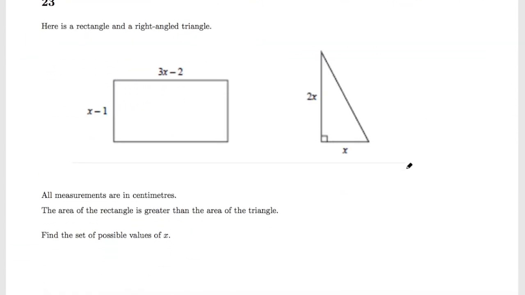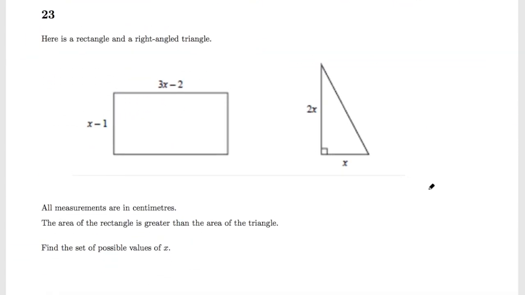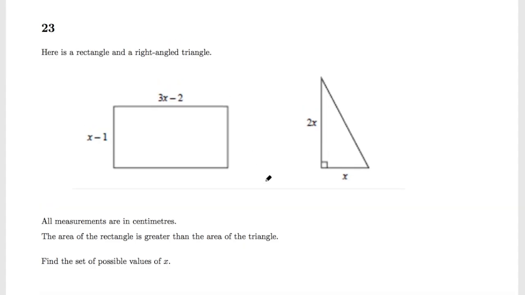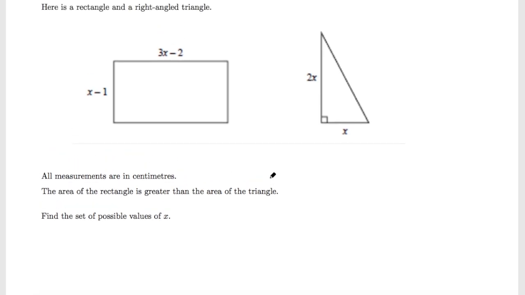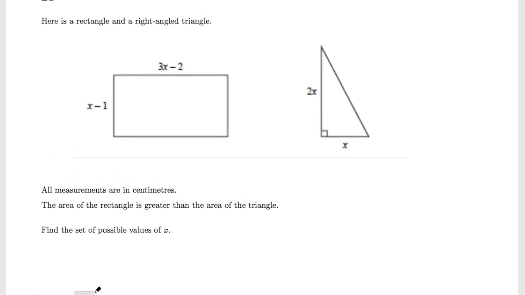Okay. So question 23, the last question in this paper, says here is a rectangle and a right angle triangle. All measurements are in centimeters. The area of the rectangle is greater than the area of the triangle. Find the set of possible values of x.